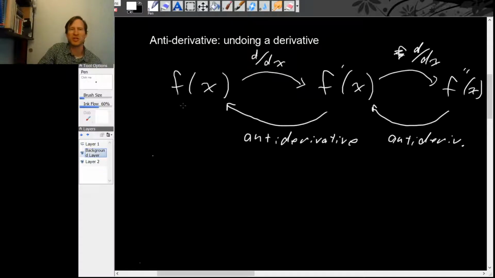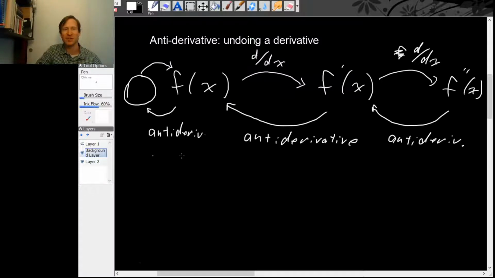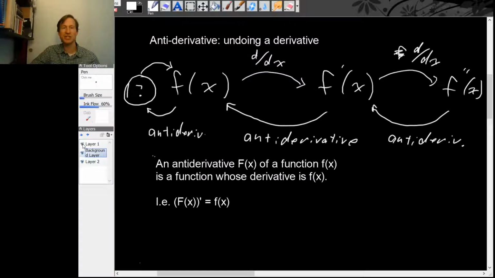That sort of leads to the question of, is there some function whose antiderivative would go here? So some function whose derivative would be the original function. That's an interesting question, and something that we're going to have to wrestle with. If there is a function that's an antiderivative of your original function f, then we call it the antiderivative of f. And the notation that we'll use for it is a capital F, just the capital version of the function that you started with.